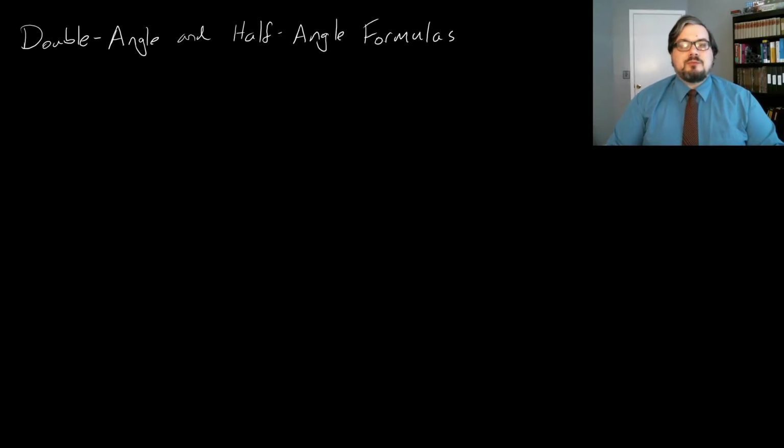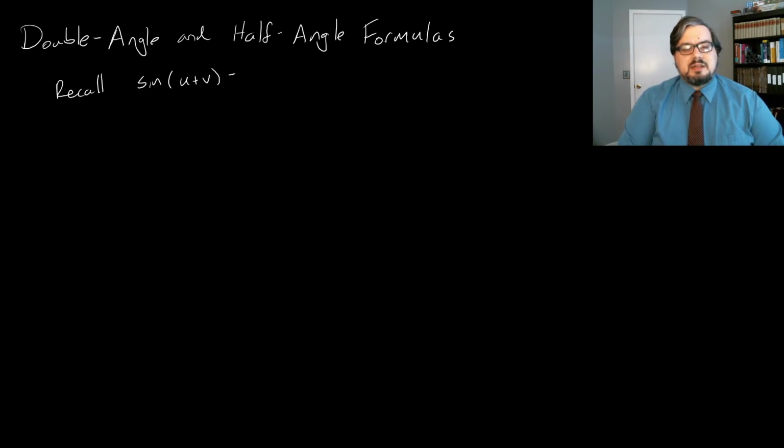Last time we looked at the formulas that told us how we can take a trigonometric function of a sum of angles. We can use that same formula to figure out what happens when we take the trigonometric function of a multiple of an angle. So recall that sine of u plus v is equal to sine of u times cosine of v plus sine of v times cosine of u.